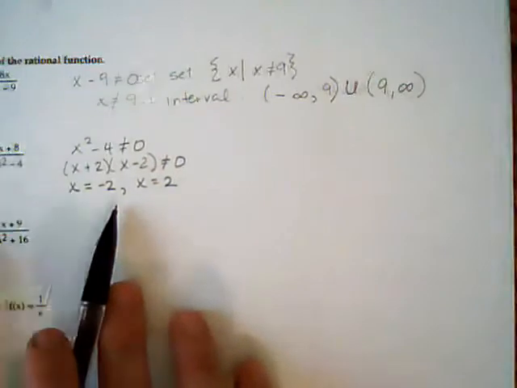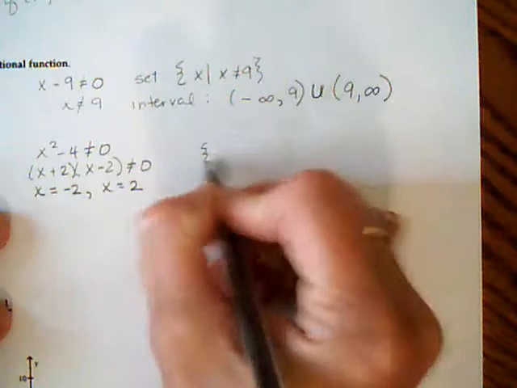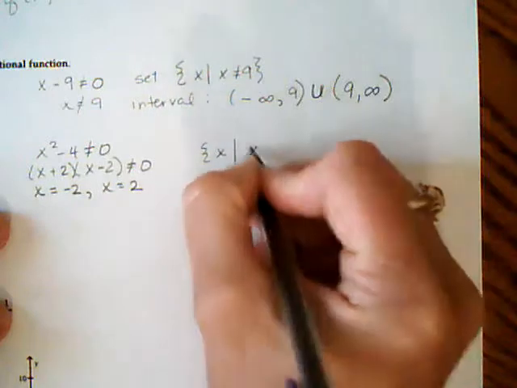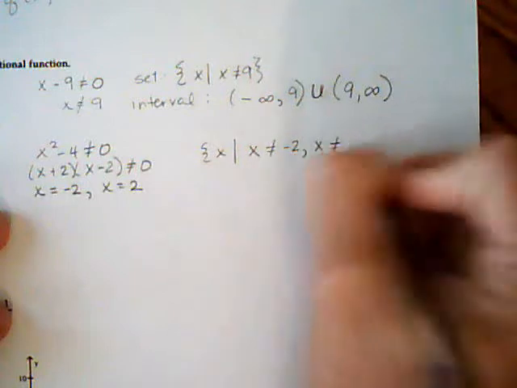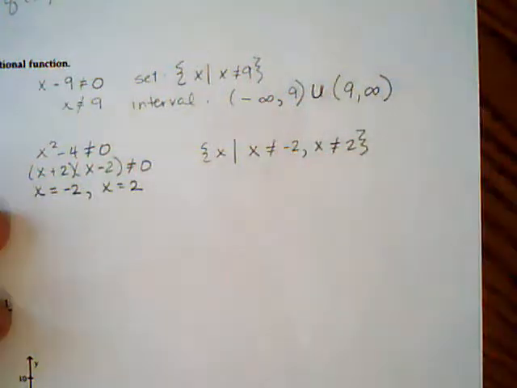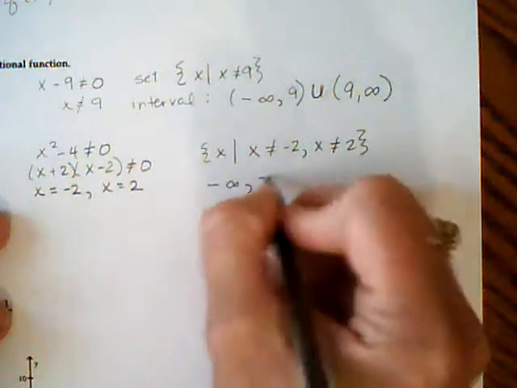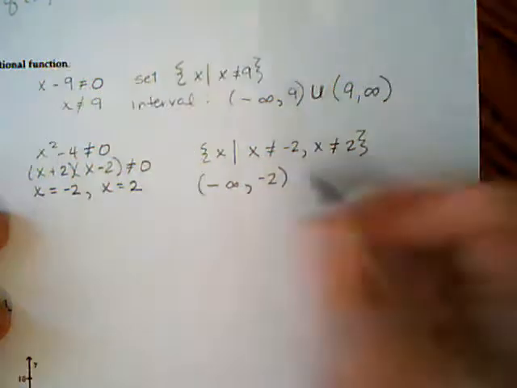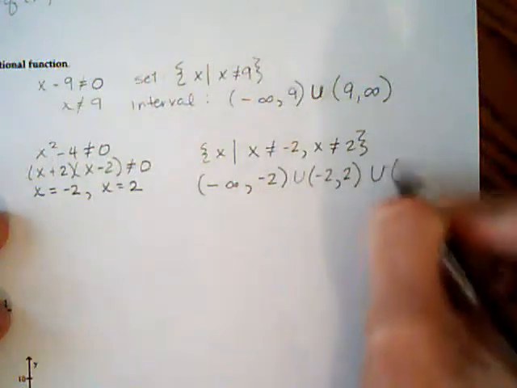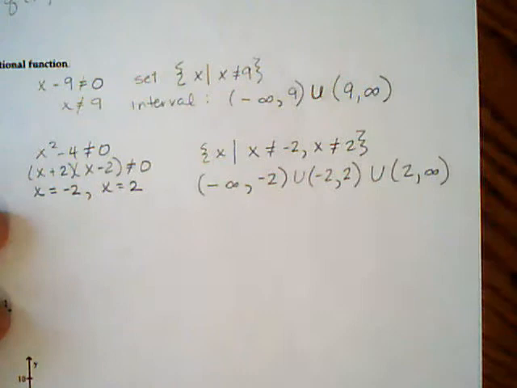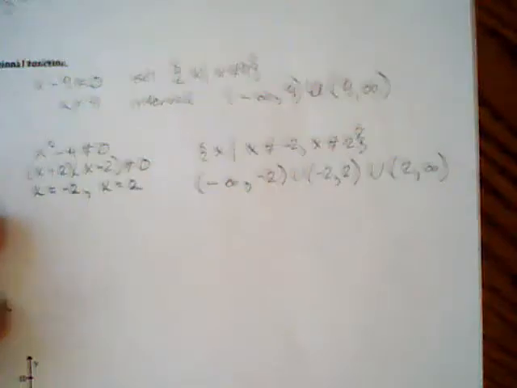So if I wanted to write this in set notation, it would be the set of all x such that x does not equal negative 2 and x does not equal positive 2. Or interval notation would be from negative infinity to negative 2, union negative 2 to positive 2, union 2 to positive infinity. So that would just be any real number except negative 2 or positive 2.